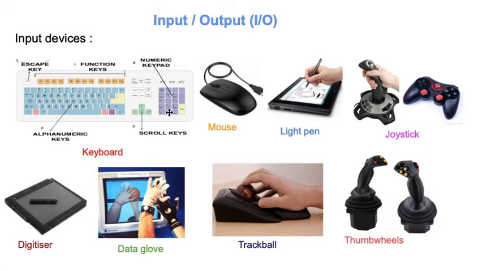Some special keys are used for controlling the execution of the program or the screen display. Here are the scroll keys, or cursor movement keys. These are the numerical keys. These are the function keys, and this colored one is the modifier keys, and this is the escape key. So this is the alphanumerical keys.